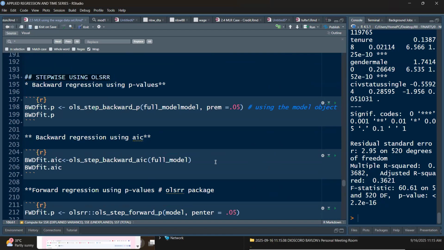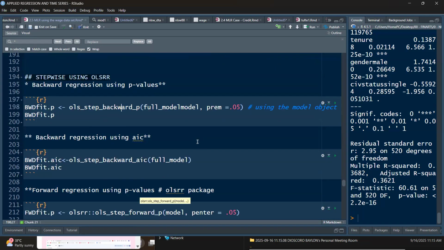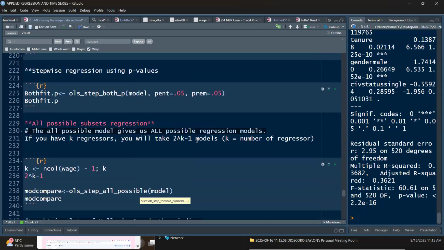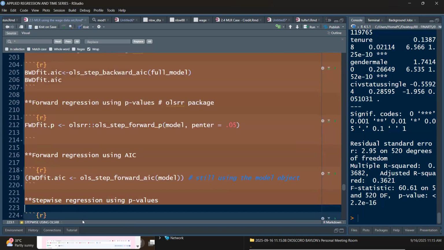Okay, it's practically time, class. We'll discuss this next time, because there's another package. There's a package called olsrr. So we're going to take a look at doing stepwise regression using olsrr. We're going to use backward stepwise. We're going to use forward stepwise. We're going to use AIC. We're going to use the p-value method.